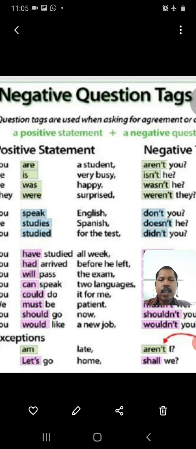For imperative sentences and all, we can use will you. Imperative means command or request. For command or request, we can use will you. That is not given here, but you keep it in your mind. For command, we have to use will you. Come here, will you? Take that book, will you? Don't take the book, will you? Whether it is positive or negative, we can use will you.